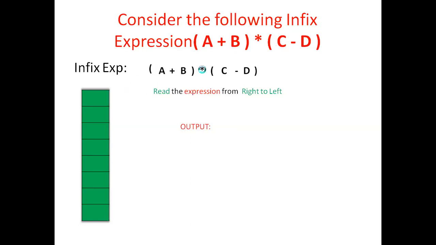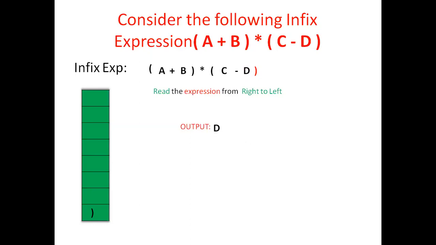So here we are reading the symbols from right to left, meaning starting from the right parenthesis after D. The first symbol is a right parenthesis. When we get a right parenthesis, just push it into the stack. Okay, pushed. Then the second symbol is an alphabet. When an alphabet is received, print it on the output.